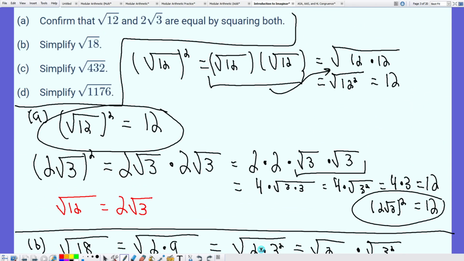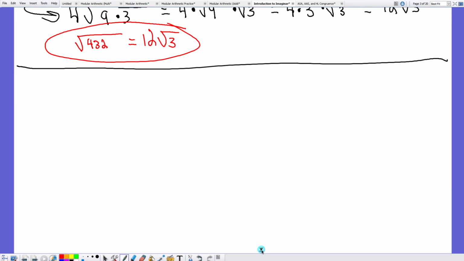Finally, for part D, simplify the square root of 1176. Alright, well, that's a bit challenging. Well, I'm just going to note that it's an even number. And like I said, I like dividing by 4. Even though it's an even number, we know it's divisible with 2. But if I divide it by 4, it's going to help break it down faster. And you will get that you can evenly divide it with 4.